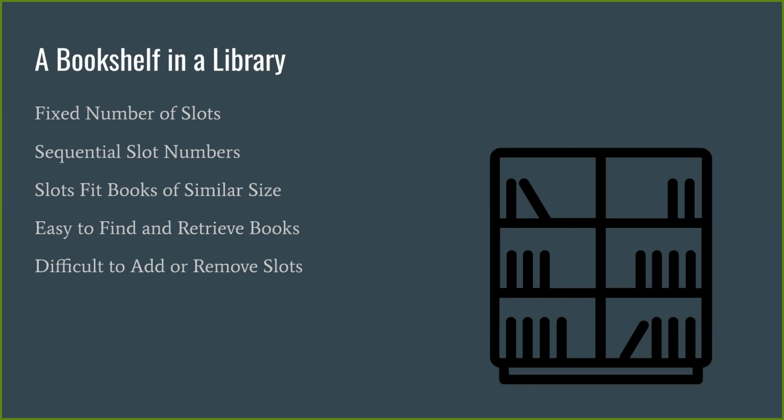So the first one, fixed number of slots. The bookshelf has a fixed number of slots, let's say 50. This is similar to declaring an array of a fixed size. And once this bookshelf is built with 50 slots, it's not feasible to add a 51st slot without building a new shelf. So in a sense, this is similar to the fixed size nature of arrays that we talked about.